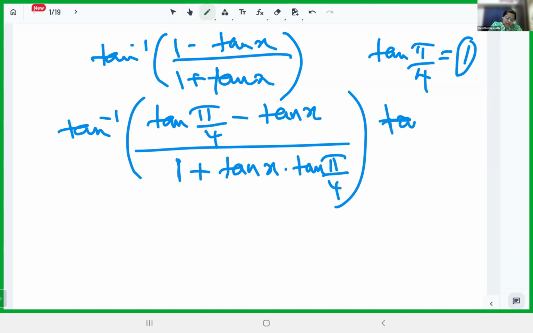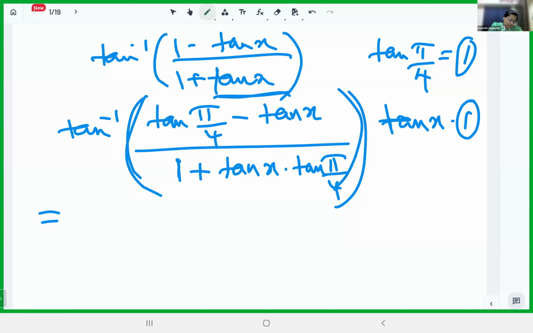Here it was tan x into 1, so instead of that 1, I am giving tan pi by 4. We simply have to apply the trigonometric identity, so I am adjusting the values in such a way that we can apply it here. This can be understood only through practice. By practicing questions, you will get how to adjust the values in order to get the bracket value as tan.